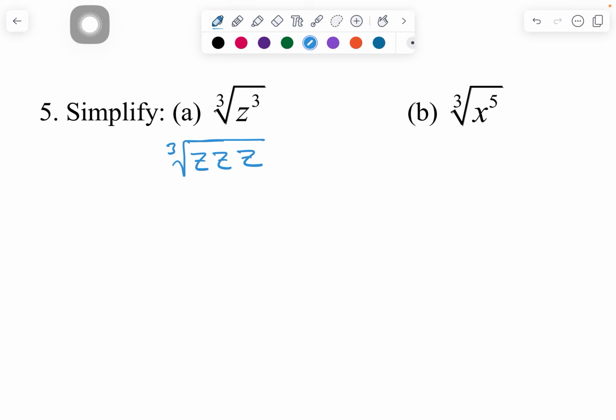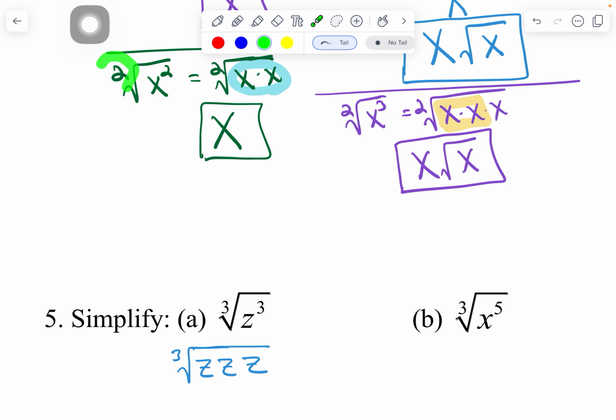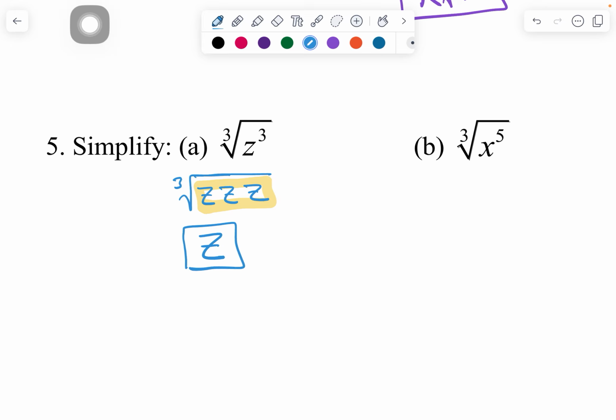So instead of, when we were dealing with square roots, this index of 2, I was looking for numbers or things that paired up. Well, for an index of 3, I am looking for things that are in sets of 3. So I have 3 z's, so those can escape the root, and I just have a z left over. And it does make sense, right? This power and that index are identical, so they will cancel each other out, leaving just z behind.